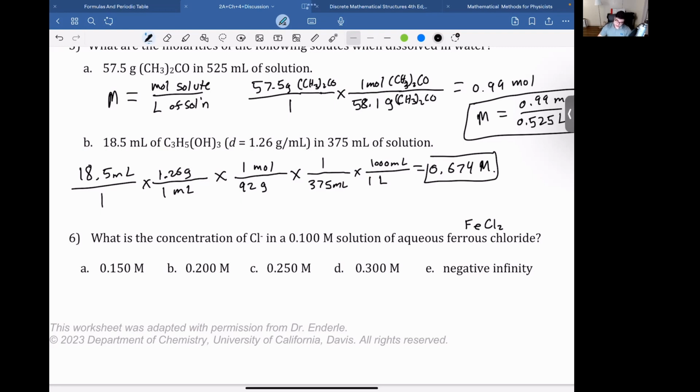What is the concentration in a 0.1 molar solution? Well, this isn't a 1-to-1 ratio, right? There are 2 chloride ions for every 1 FeCl2. So the molarity is twice as much. But you may be thinking, well, why am I allowed to do that? I thought I always had to relate things to moles first before I could do anything stoichiometrically or any of that kind of mumbo jumbo, right?